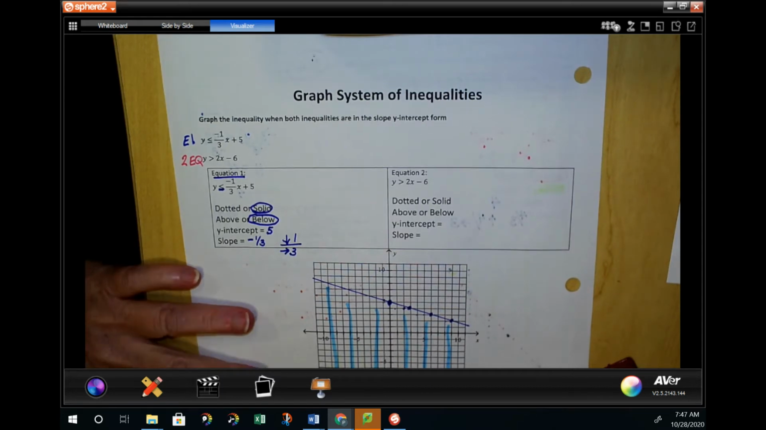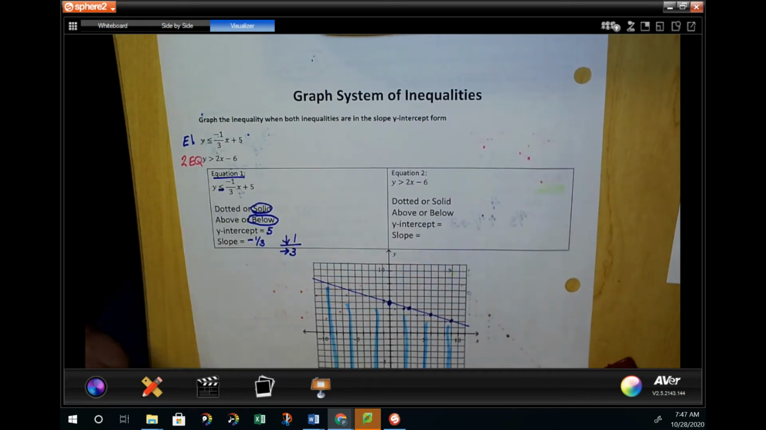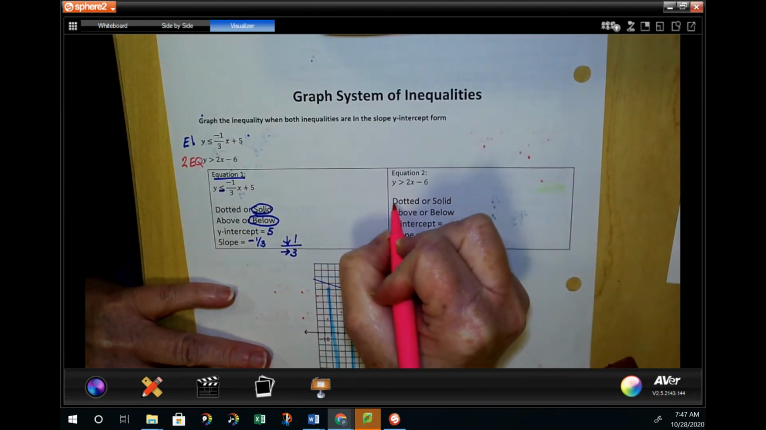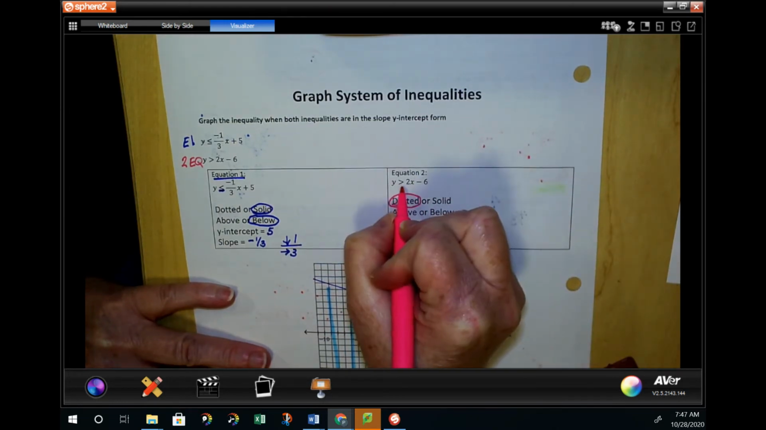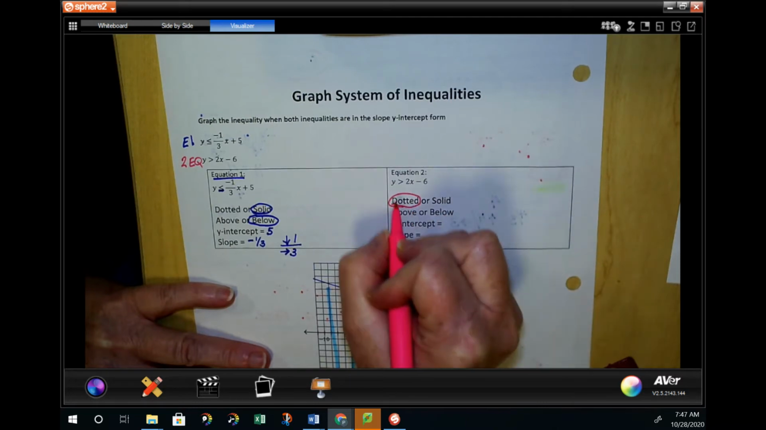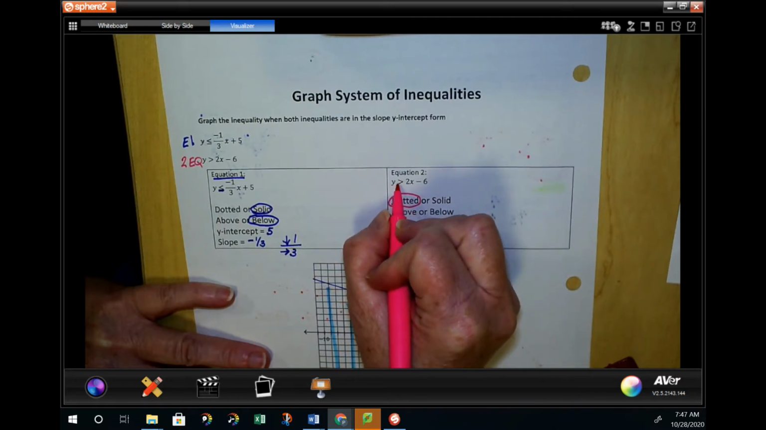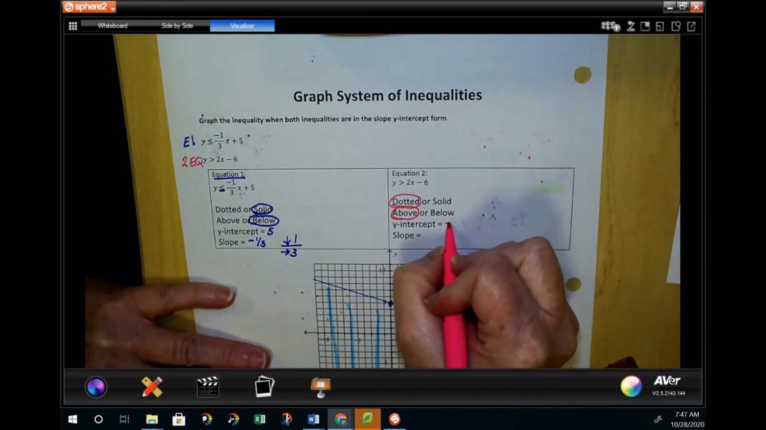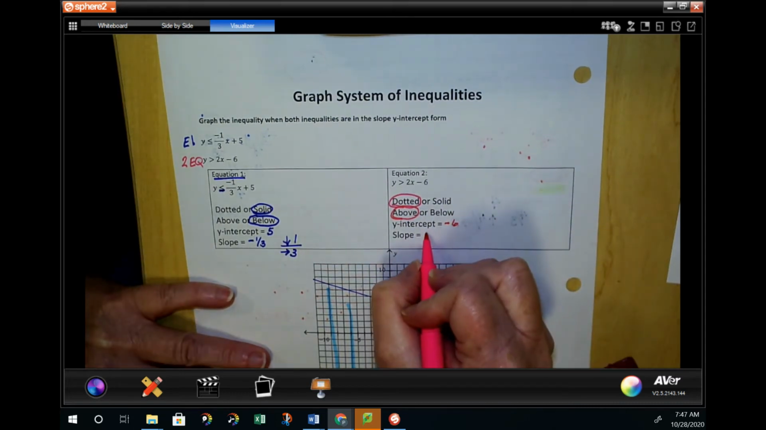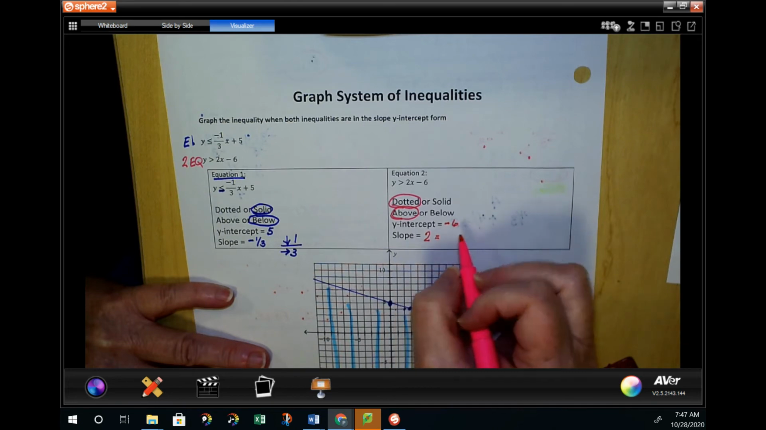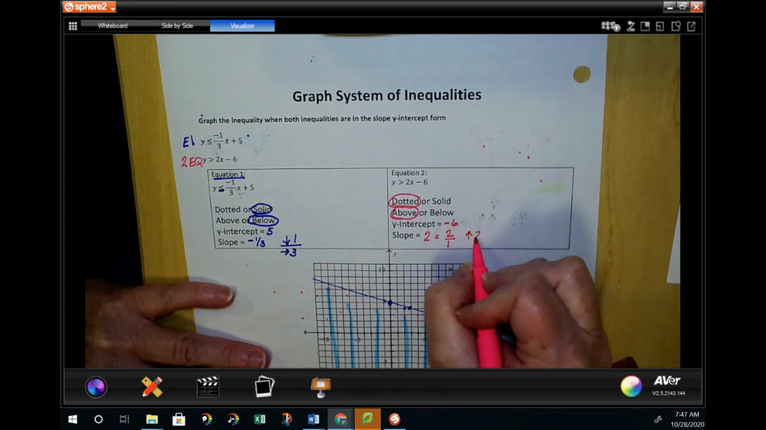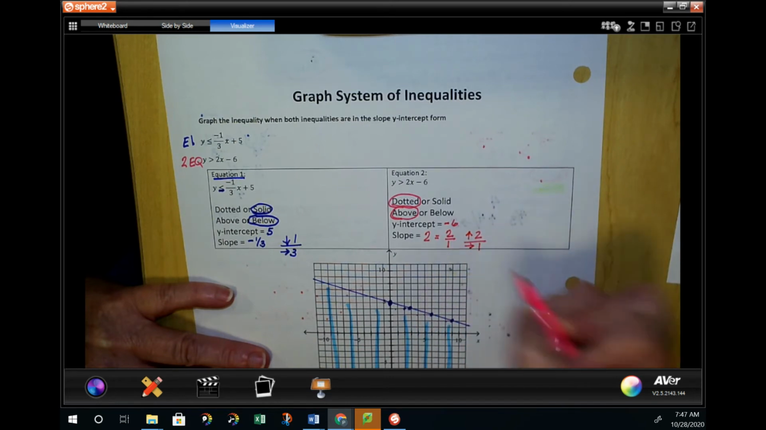So the next piece of the puzzle is equation 2, or inequality 2. It's going to be dotted because there is no line under my inequality. It's a greater than sign, so that means it's going to be above my line. My y-intercept is negative 6. My slope is 2, which I'm going to make into a fraction, 2 over 1. So that means I'm going to go up 2 and to the right 1.